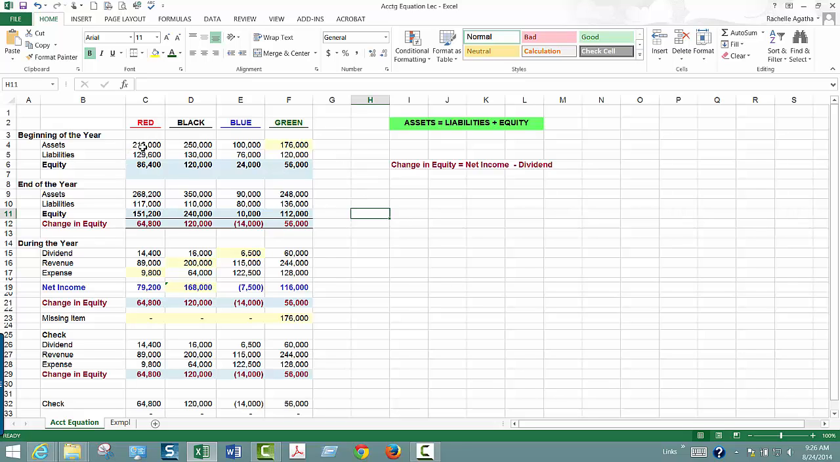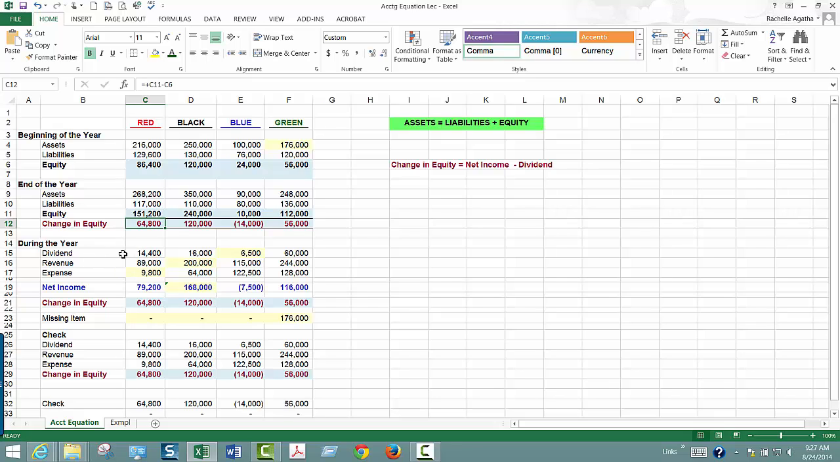So the red company has beginning of the year assets, liabilities, and equity. So you can see that 216 equals 129.6 plus 86.4. So your assets equals your liabilities plus your equity. At the end of the year, it has assets, liabilities, and equity. So the change in equity is the difference, you can see my formula, between the 86.4 and the 151.2, which is 64.8. So then sometimes the problem will ask you to solve for something.